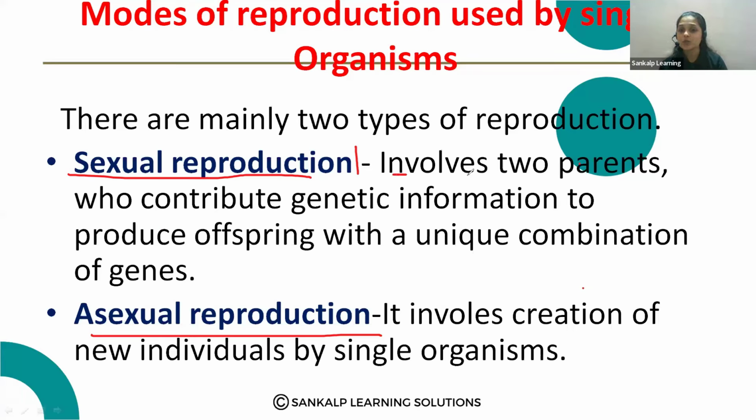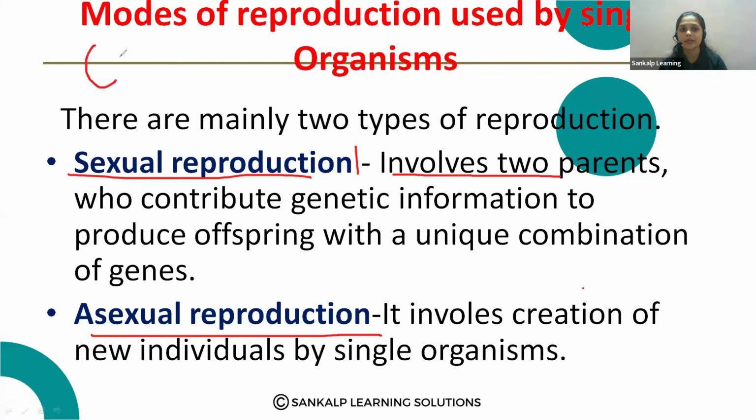In sexual reproduction, two parents are involved to contribute the genetic information to produce the offspring. Just think about it. In sexual reproduction, two parents are involved to produce the new organisms. In asexual reproduction, a single organism is able to produce the new organism.